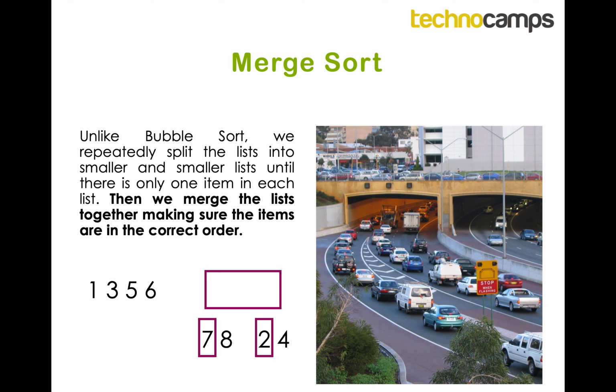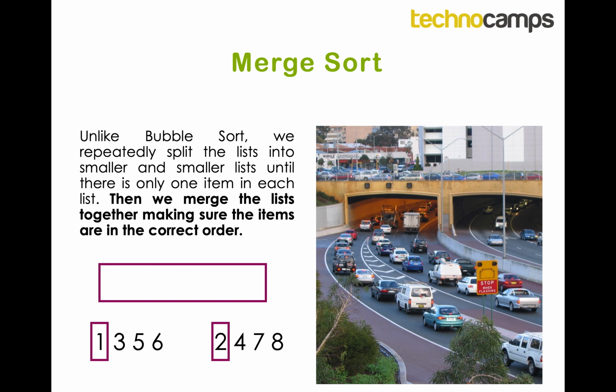Similarly, we take 7 and 2 and compare. We know 2 is less than 7, so we add 2 first. Then we compare 7 and 4. We know 4 is less, we add 4 to the list. Then we add 7 and 8 to the list. We don't have to compare them. Now, once we've got a group of 4 each, we just merge them again into a group of 8, which is the final list, the same way that we have done so far.